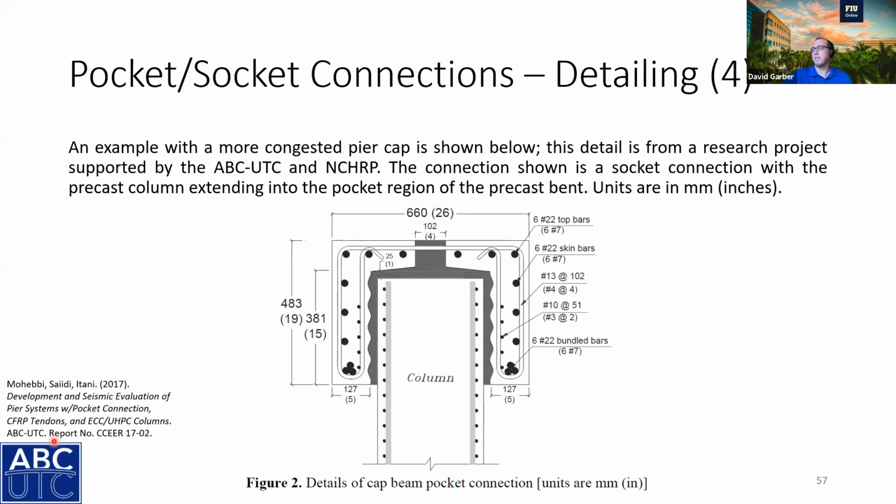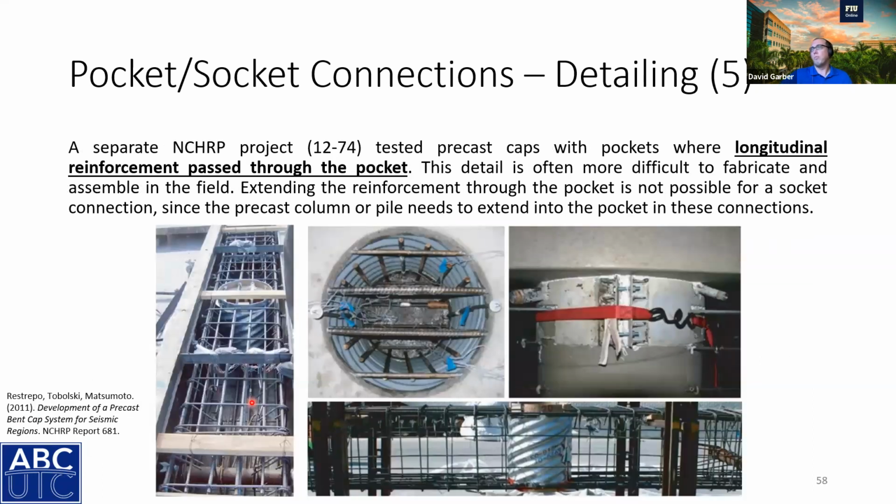And I'm sorry, I misspoke. This specific testing was done under the ABC UTC. One of the other NCHRP projects done by Restrepo, you can see that they just extended some reinforcement through the pocket here. This isn't the most ideal for constructability because the reinforcement can conflict. And it's not possible for socket connections where an element would need to be embedded in there. But this is another possible option.